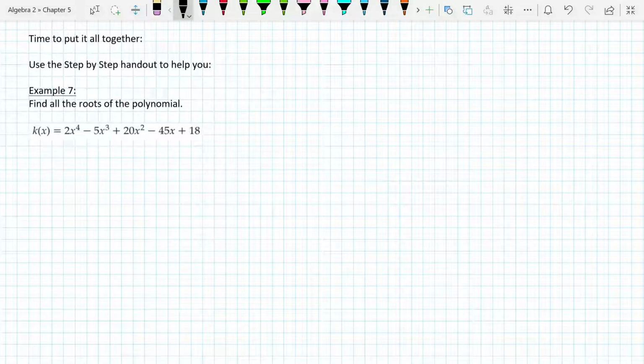Okay, now it's time to put it all together. Example 7, find all the roots of the polynomial k of x equals 2x to the fourth minus 5x cubed plus 20x squared minus 45x plus 18.